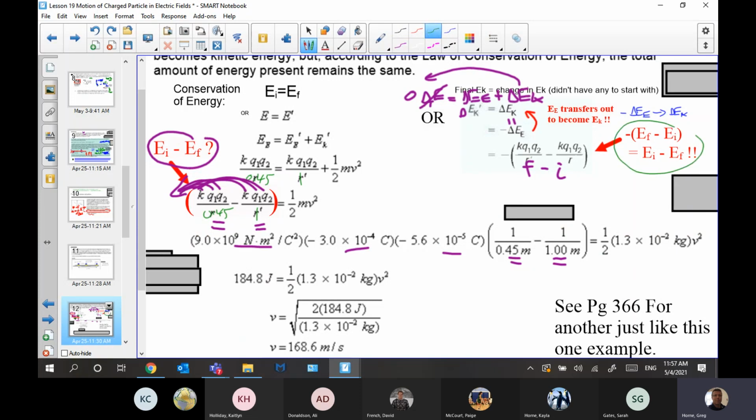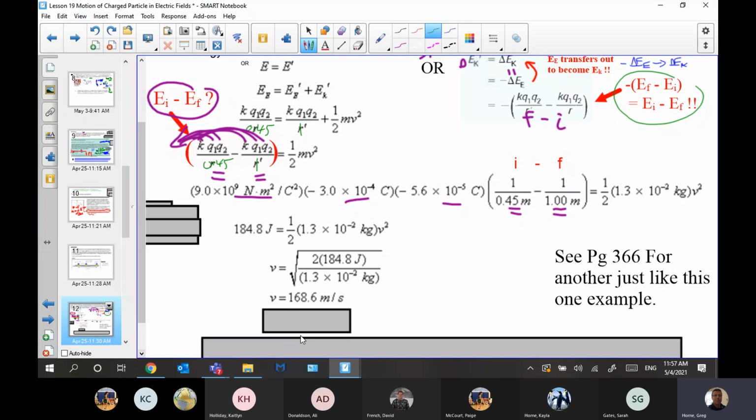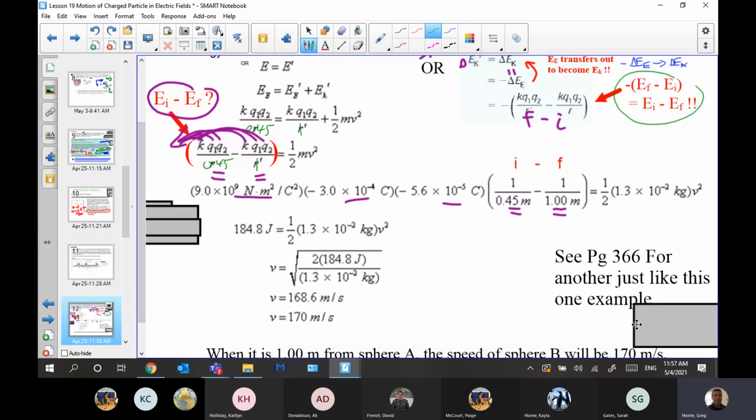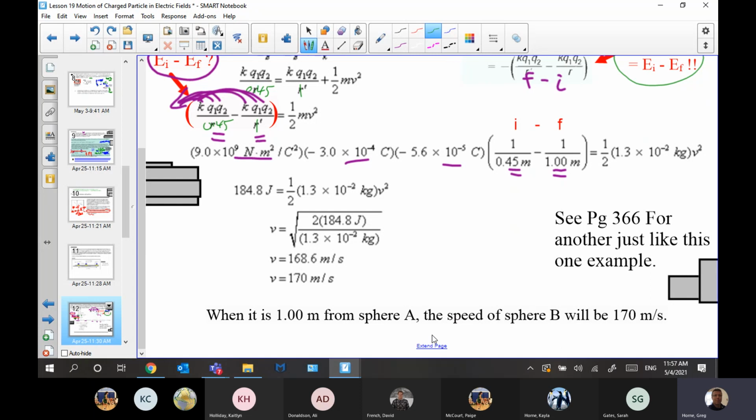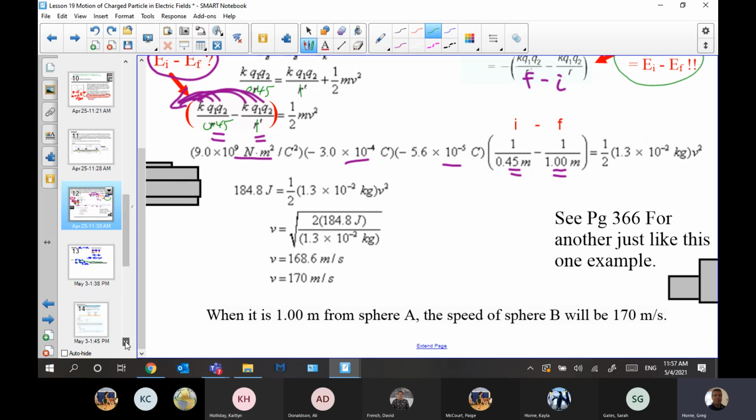versus how you may be more accustomed to seeing it, because this is initial minus final in there. For that reason, they're rounding based on significant digits, who cares? But yeah, they're saying that when it's 1 meter away, it'll have a velocity of 170. So we're still able to calculate velocities, even though it's a non-uniform electric field.